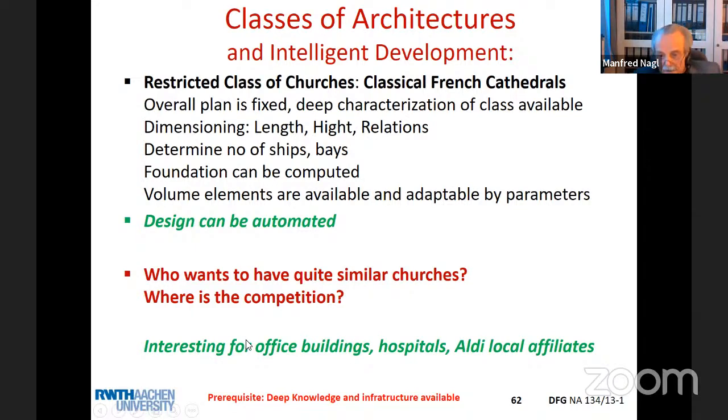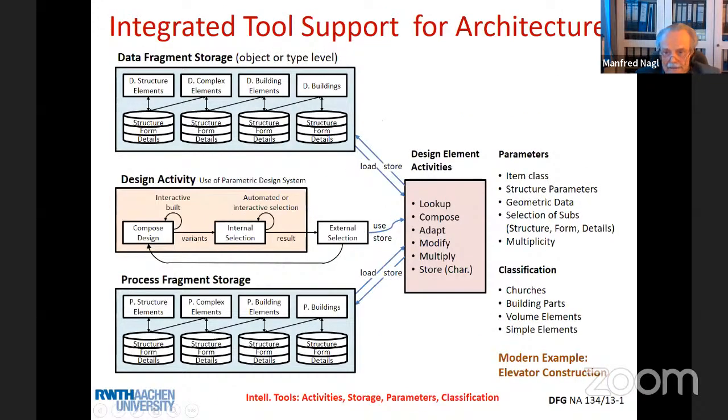But this kind of principle here can be used for modern buildings. For example, for office buildings, for hospitals, for Aldi local affiliates, for football stadiums, and so on and so on. And then this tremendously accelerates the construction of the church, either on the design level or on the physical construction level. Okay, this sketches tool support for this kind of reuse or algorithmic or parameterized construction, where we have, as we have seen, different levels. The whole building, building elements like the main house, the choir, and so on.